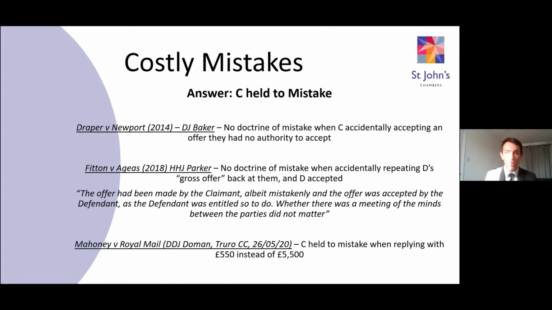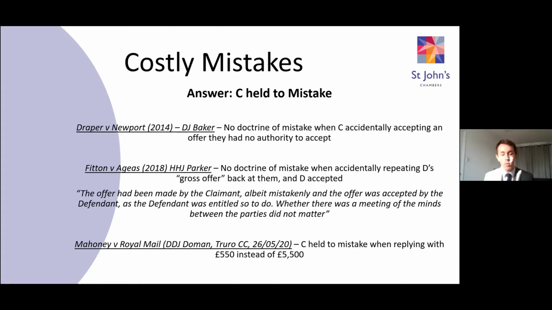Now, examples. These are, so Draper and Newport, a case where the claimant's solicitor accidentally accepted an offer the defendant had made, and they had no authority to accept. Claimant then sought to say that was a mistake, it was a unilateral mistake, I didn't have authority to accept it, please set this aside. District Judge Baker said no, there is no common law doctrine of mistake in the portal, and you will be held to your mistake. The second case on this slide is Fitton and Aegeus.